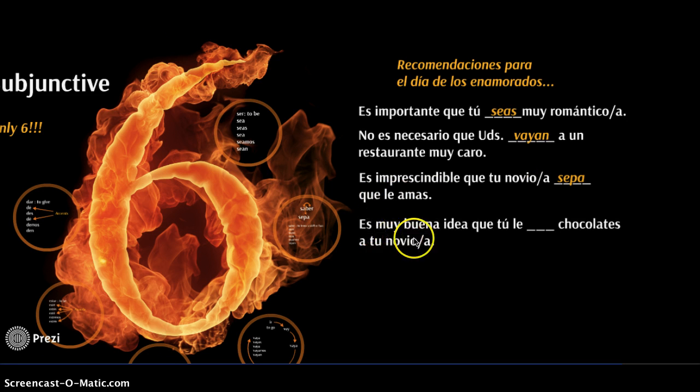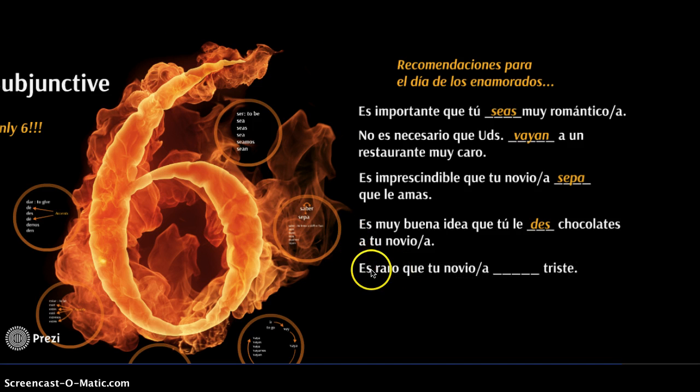Next, es muy buena idea que tú le something chocolates a tu novia o novio. It's a very good idea that you give chocolates to your boyfriend or girlfriend. Which one was give? Dar over here. So tú dar is des. Es muy buena idea que tú le des chocolates a tu novio o novia. I'd say that's a very good idea.